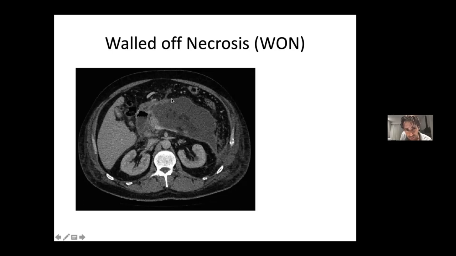If you look carefully, you can see there's this very thin rim of enhancement around the collections. And that's what we call the wall of the collection. That's an enhanced wall. So there's blood flow through that wall, but the tissue in there is obviously necrotic. These darker patches, you could argue, is that air in the collection or is that just some fat? I think in this case, it's just a little bit of fat.